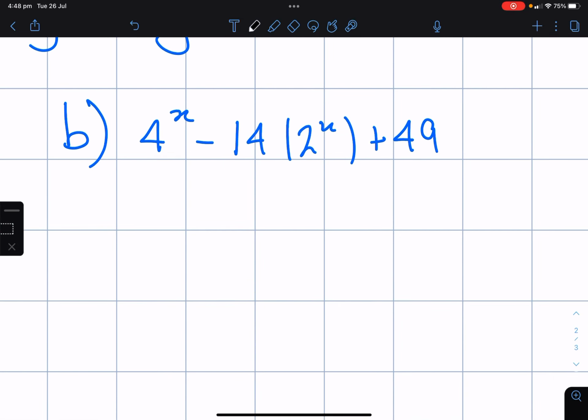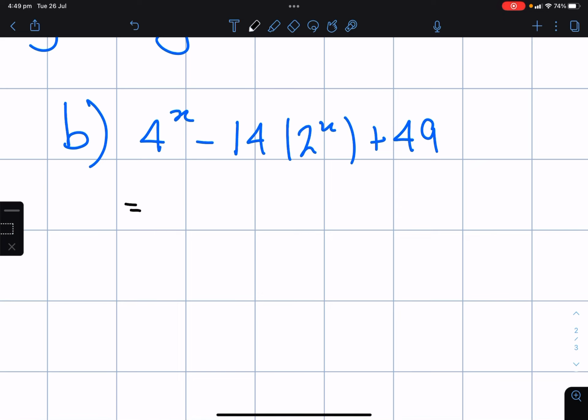Now, this one's a bit trickier. So one thing I'm sort of spotting, I see a square number here and a square number here. We know 4 is 2 squared and we know 49 is 7 squared. So what that sort of indicates to me is we're looking at a perfect square. So we just need to check that this in here is 2 times a times b, all right? So let's find a and b first.